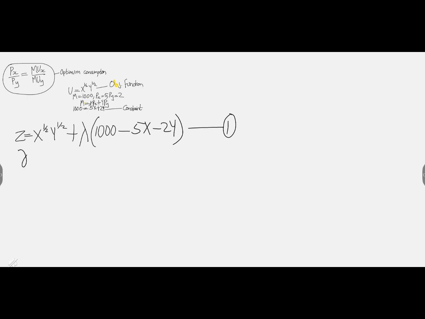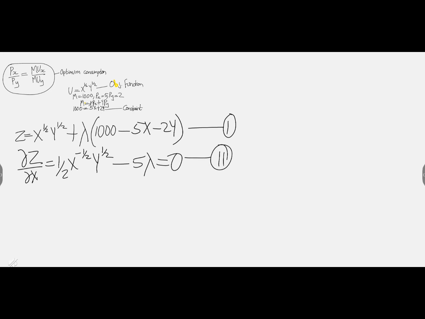So we have change in z with respect to x. So we'll get half x raised to power minus half y raised to power half minus 5 lambda equals to 0. Equation 2.